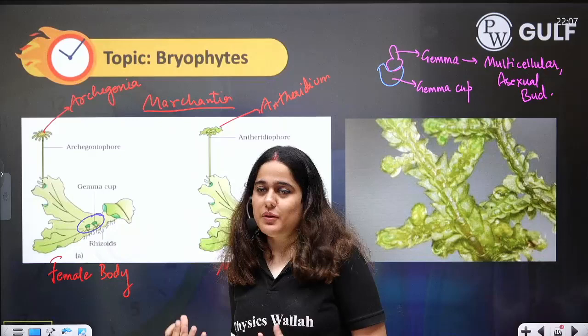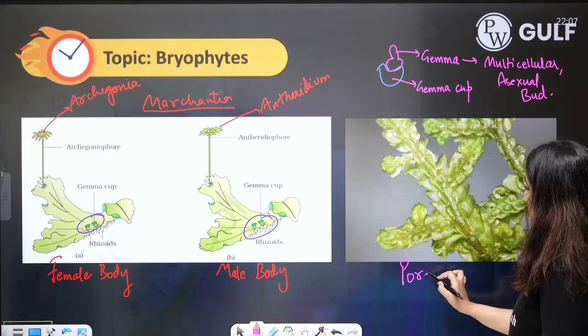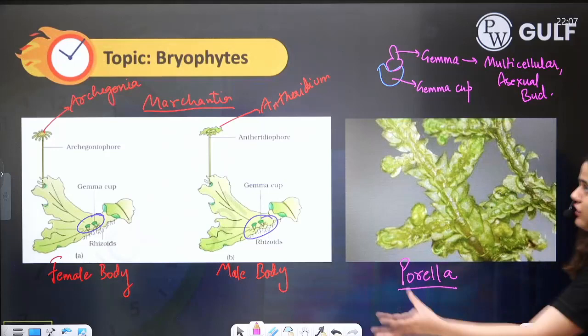This is Sporella. This is another plant known as Sporella. This is Marchantia. This is Sporella.